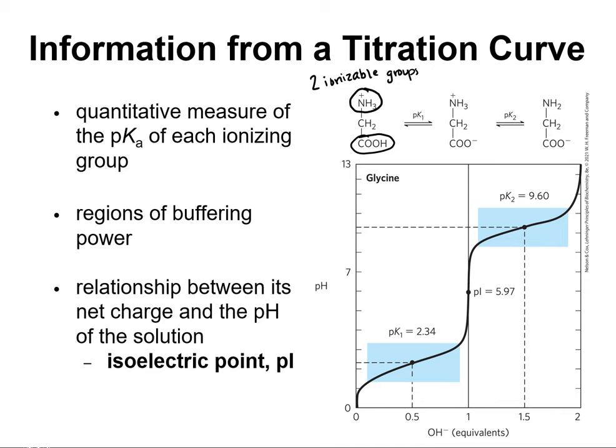What this means is that since you have 2 ionizable groups, there are 2 regions of buffering power. So these blue rectangles show the 2 different buffering zones that glycine has because of these two ionizable groups. You'll notice this pI, which we haven't introduced yet. pI is the isoelectric point. The isoelectric point is the point where you have the Zwitter ion, with the net zero charge.